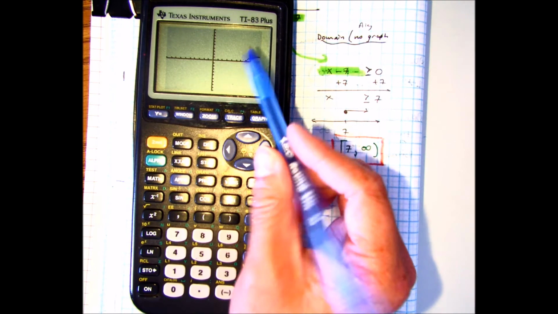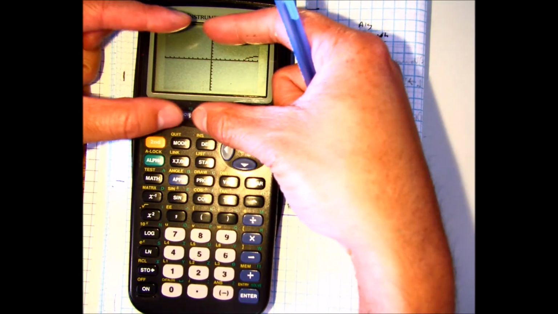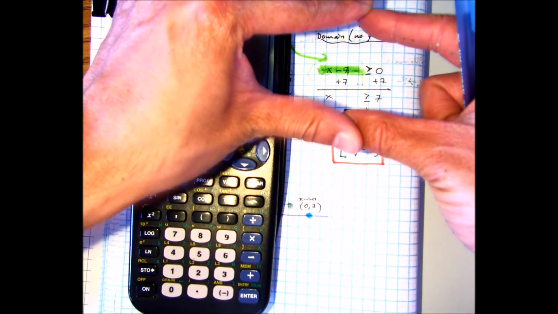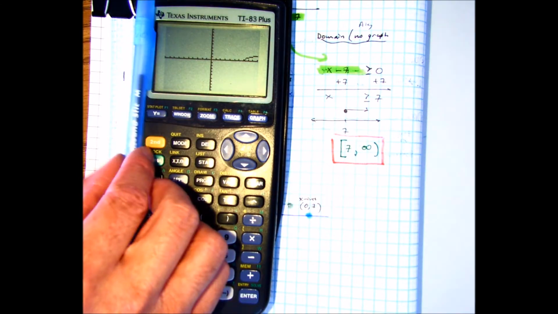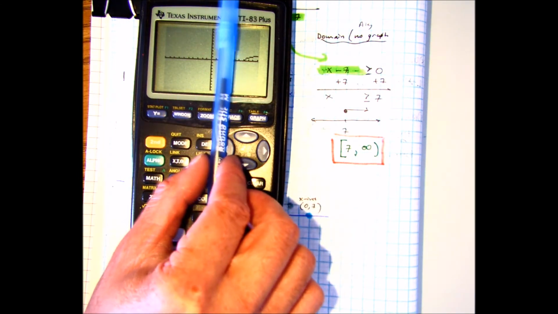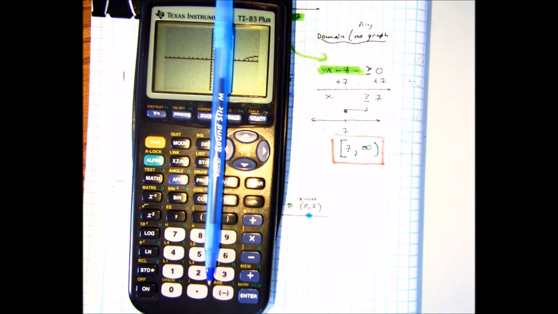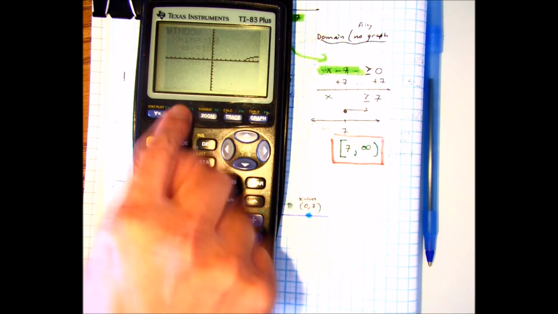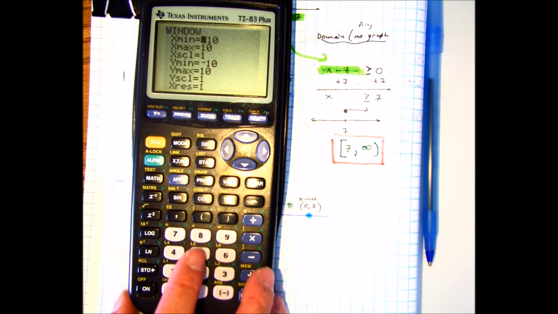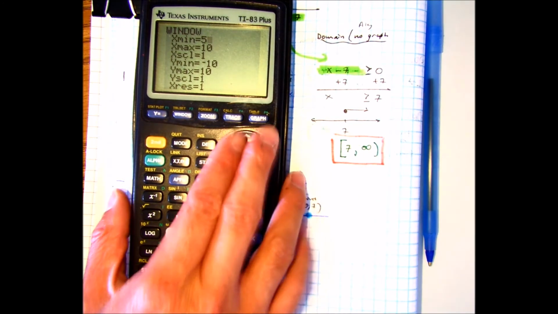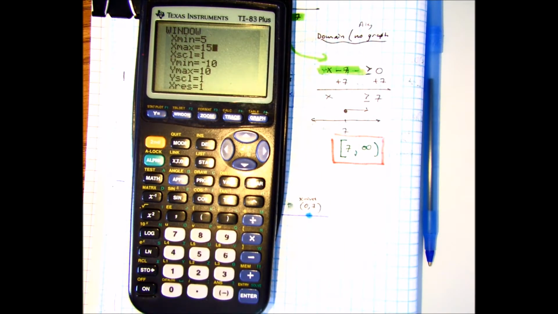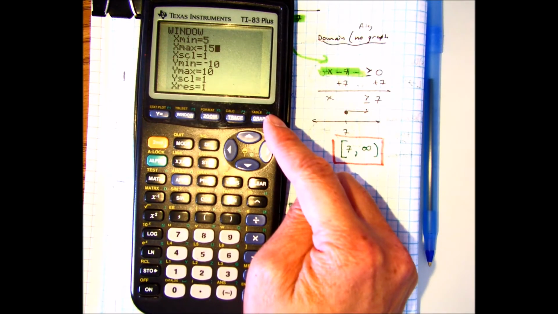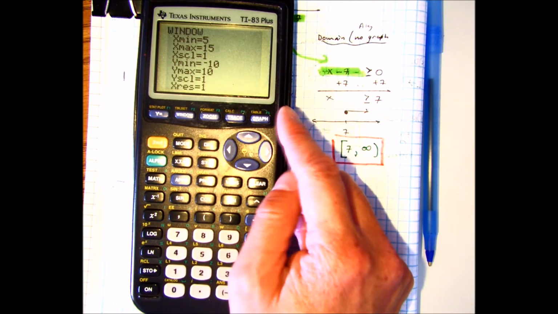And then we've been learning for the past couple days, I don't really want it to be over here, I want it to be shifted over. So I don't need an x minimum of negative 10, I can change my x minimum to maybe 5. And then I can change this window to maybe 15. So go to window, I'm going to change the x minimum to about 5, and maybe 15. And then I'm going to press graph. You can always go back to your graph by pressing the graph button.